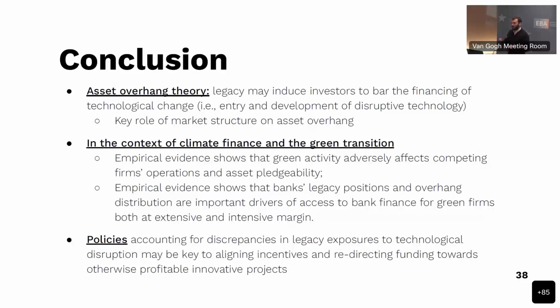And then we also show that banks' legacy positions against those effects and the overhang distribution across the market are important drivers for the access of banks' finance for green firms at both extensive margin and intensive margin. We conclude by saying that policies accounting for the discrepancies in legacy exposures, so really back to this idea of market structure effect, to technological disruption may be key to aligning incentives and redirecting funding towards otherwise profitable innovative projects. All right, let me stop here and thank you very much for your time.